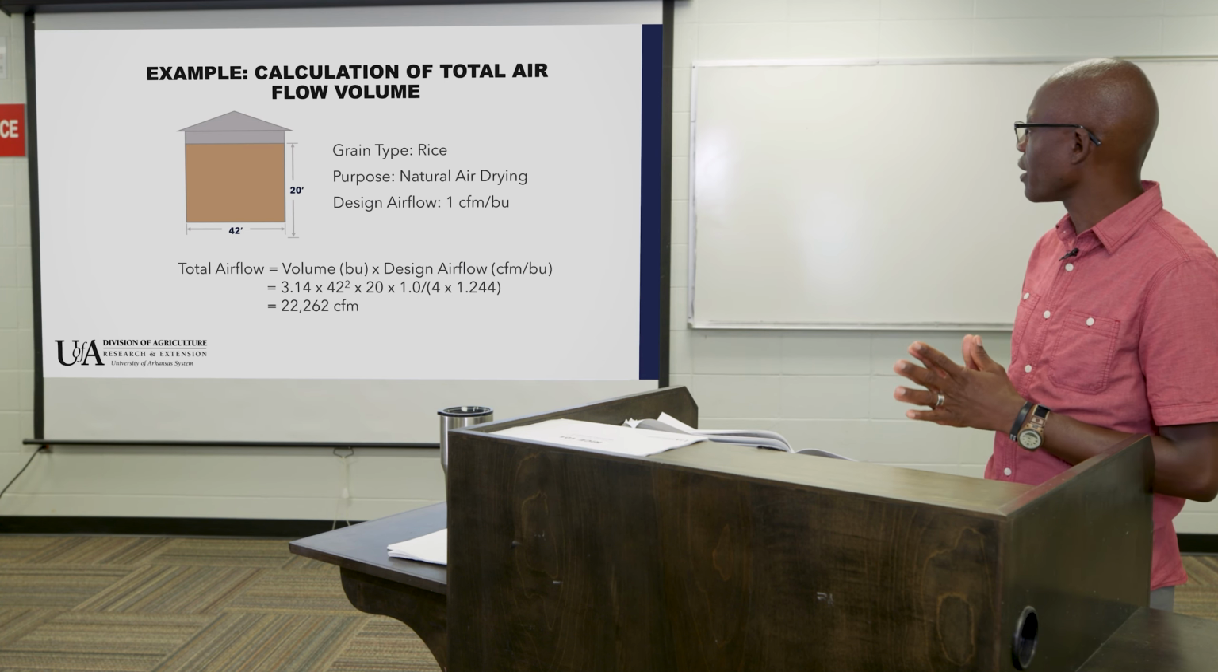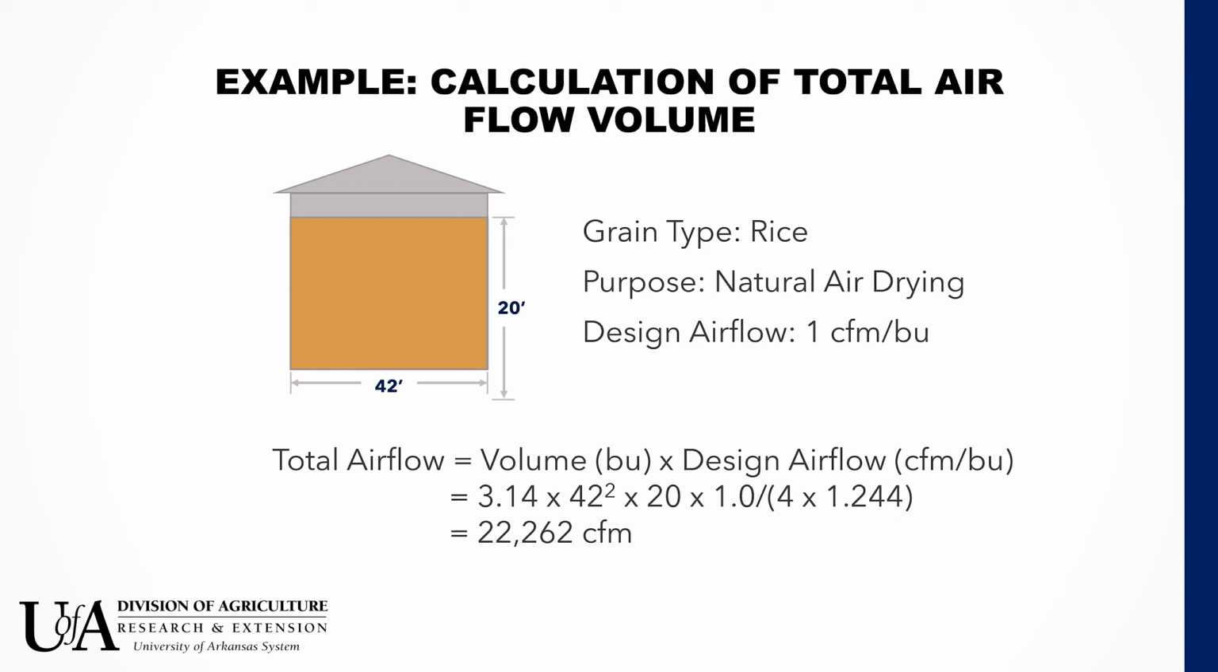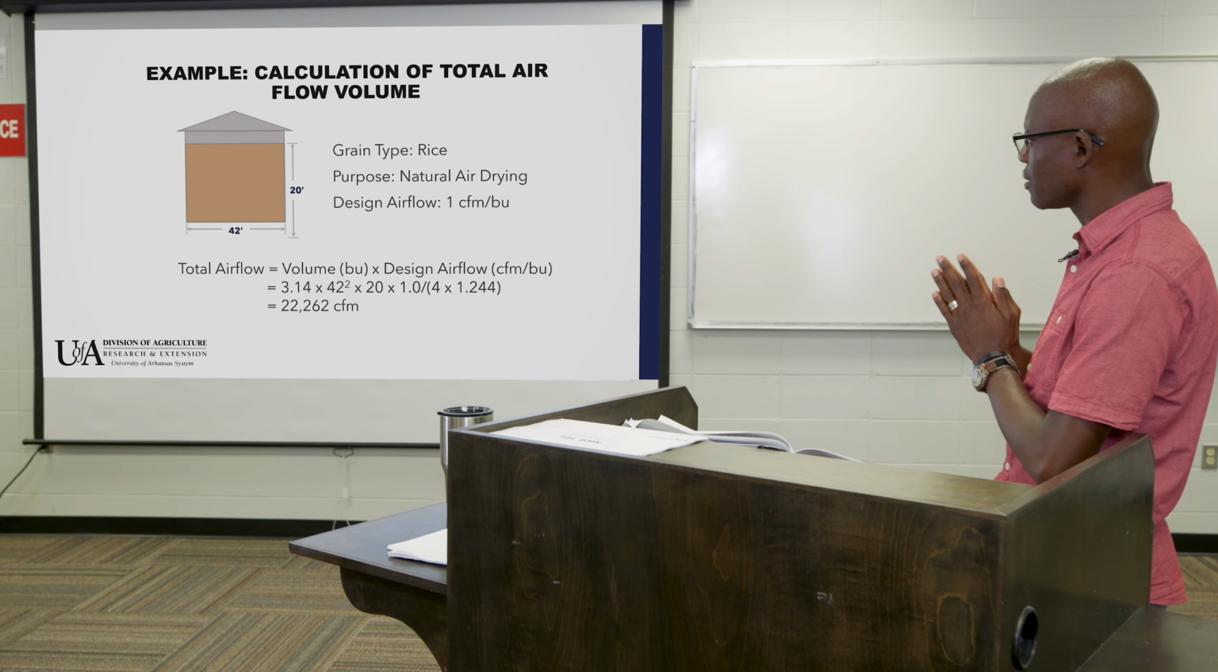In this case, we have a bin that has a diameter of 42 feet, and the grain that is put in there is stacked to a depth of 20 feet. The grain type is rice, and our process here is natural air drying. And so the design airflow is 1 CFM per bushel, and you can go all the way up to 3 CFM per bushel, again dependent on the moisture content of the grain in that bin.